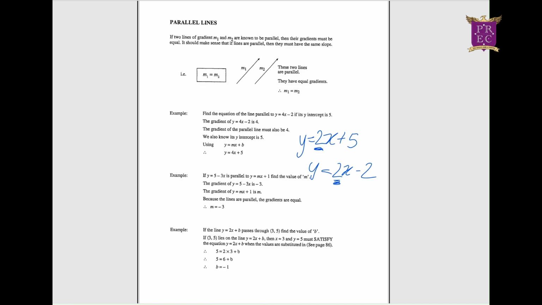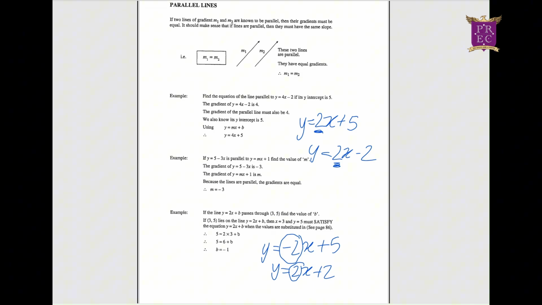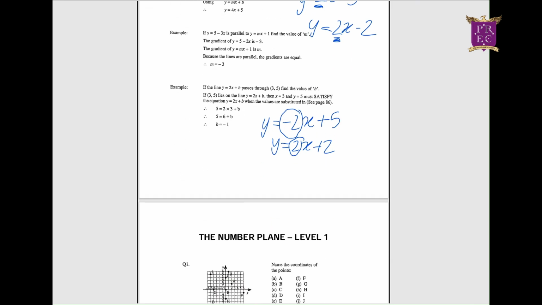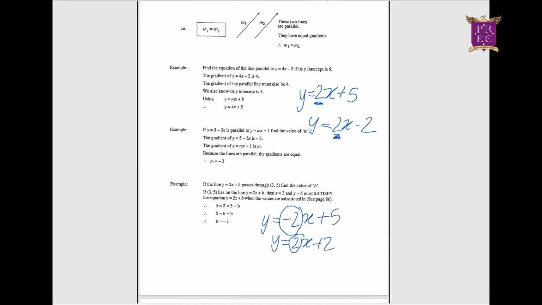Say for example, we had y is equal to -2x plus 5 and y is equal to 2x plus 2. Are these parallel lines? No, because -2 is not the same as 2. As easy as that. Okay, and those are our questions. We're done with the explanation. I'll just give you one more example just so that you understand parallel lines.